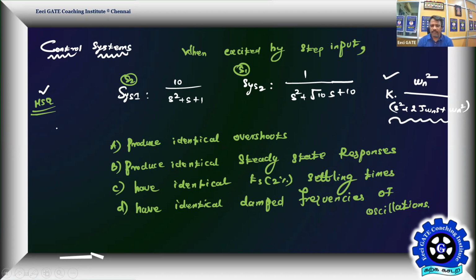What is K for system 1 and system 2? If you want the static sensitivity, the better route is to let s equal to 0, and you will get K. So put s equal to 0: the static sensitivity for the first system is K equal to 10, and the second system static sensitivity is 0.1.